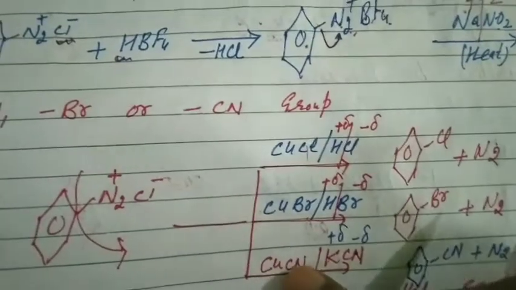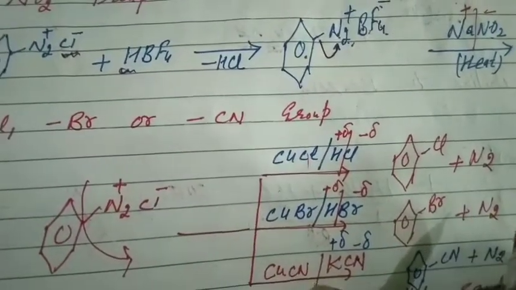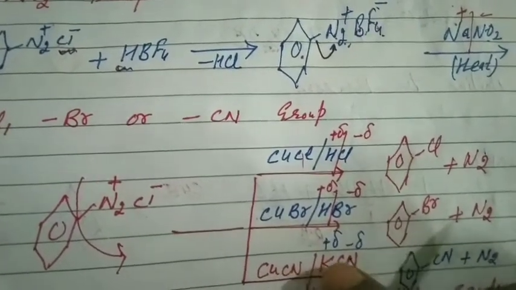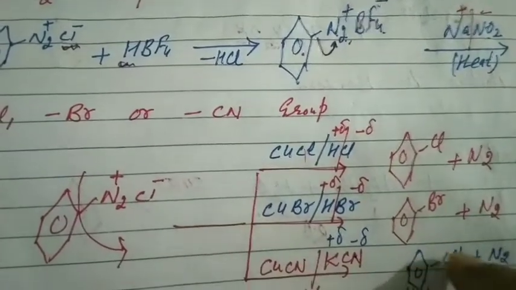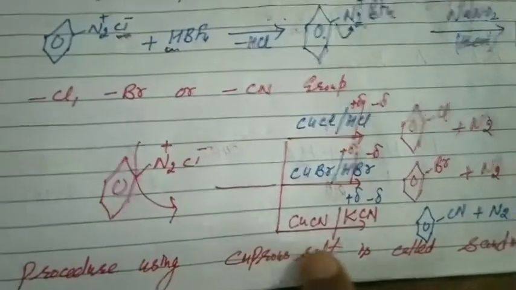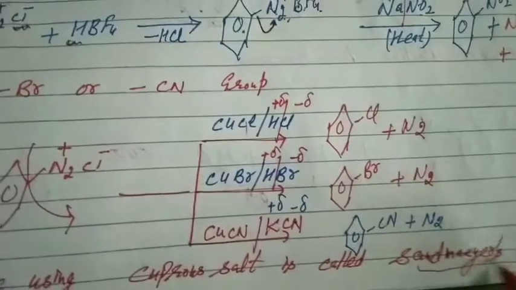Again, there is the pseudo halide cyanide. We substitute the diazonium ion group with the cyano group, that is, we treat diazonium salt with cuprous cyanide in the presence of KCN. It is clear that in KCN the nucleophile is CN. We get cyanobenzene plus N2. Friends, this procedure using cuprous salt is called Sandmeyer's reaction. It is an important chemical reaction in chemistry.